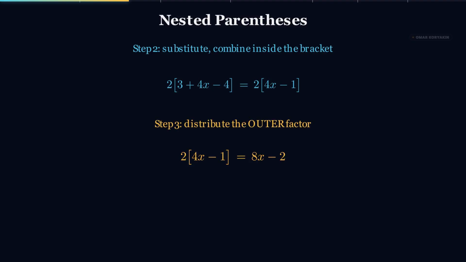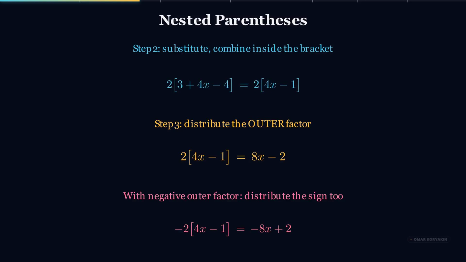Step 3. Distribute the outer factor across the simplified bracket. 2 times 4x equals 8x. 2 times negative 1 equals negative 2. So the entire expression simplifies to 8x minus 2 with no parentheses or brackets remaining anywhere. The original two-layer expression has collapsed all the way down to a clean two-term simplified form.